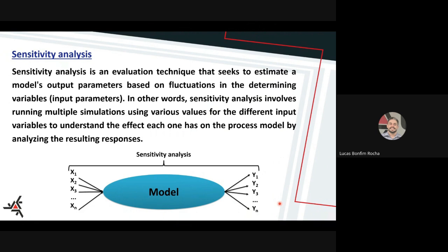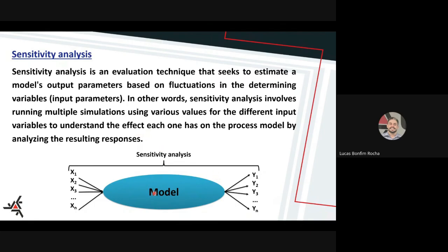Okay, so let's understand what the sensitivity analysis is, because in some examples we'll be applying this tool, this technique, for predicting different cases or for simulating different conditions based on the case study. The sensitivity analysis is an evaluation technique that seeks to estimate a model's output parameters based on fluctuations in determining variables, input parameters. In other words, sensitivity analysis involves running multiple simulations using various values for the different input variables to understand the effect each one has on the process model by analyzing the resulting response.